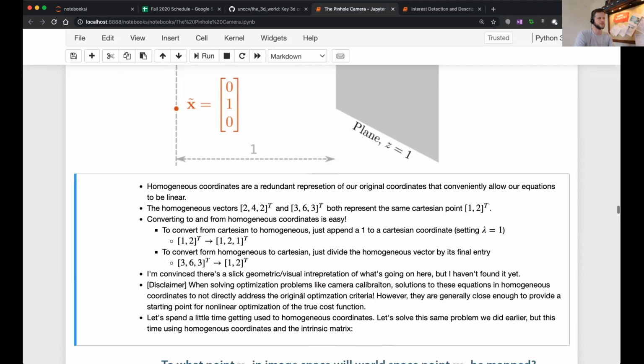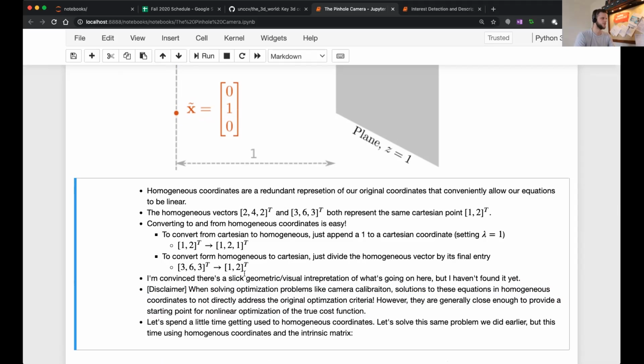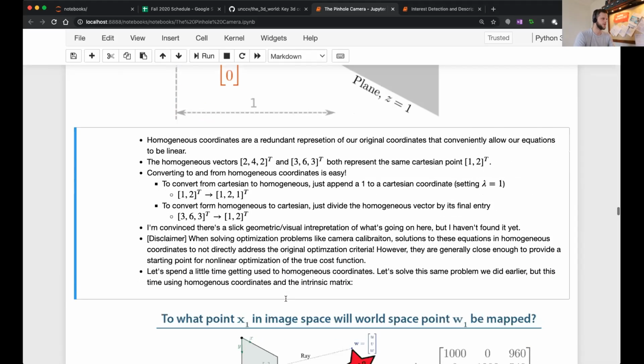But all you have to know for this class is that with homogeneous coordinates, we're adding an extra value to our vectors. If you go from Cartesian to homogeneous, you add a 1 to the end. If you're going from homogeneous to Cartesian, divide by the last number in the vector, and then lose that last value. That's homogeneous coordinates in a nutshell.